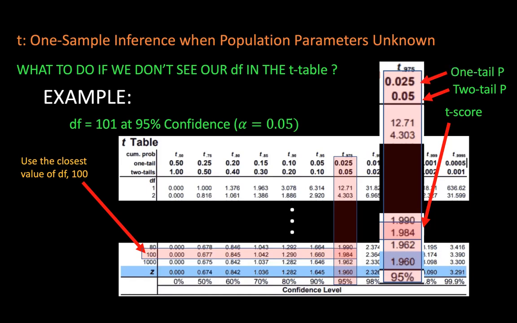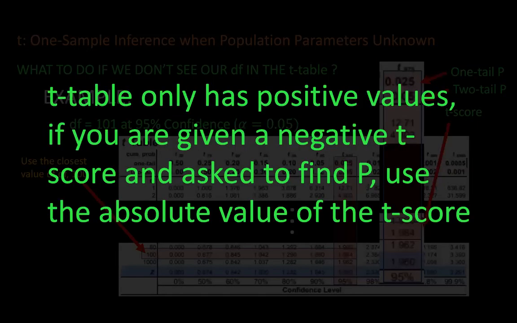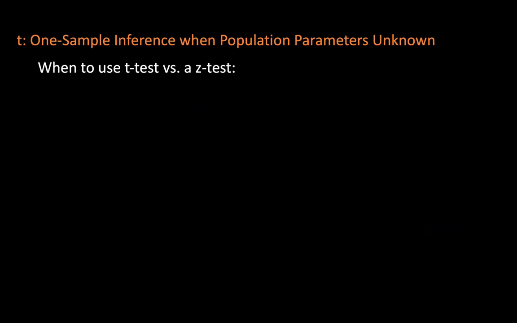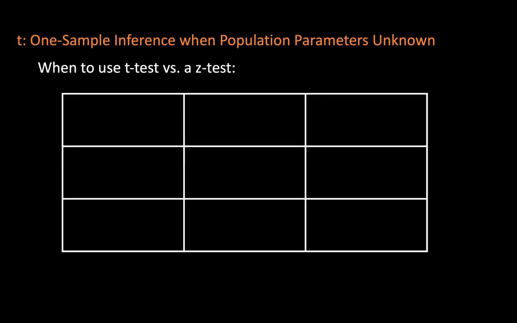The one-tail probability is 0.025. The t-table only has positive values, so if you are given a negative t-score and asked to find p, we use the absolute value of the t-score. So when to use the t-test versus a z-test?